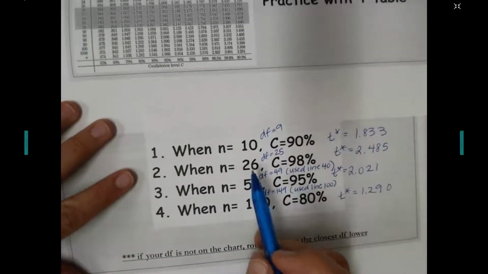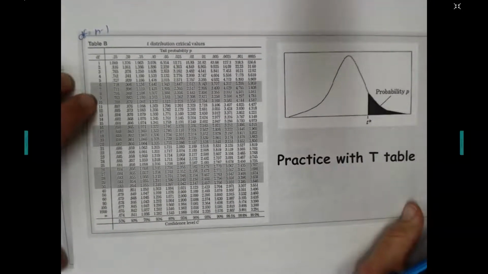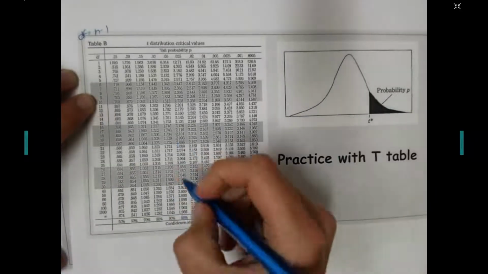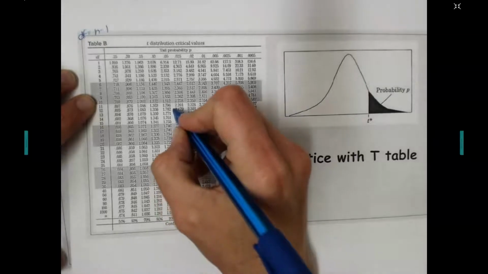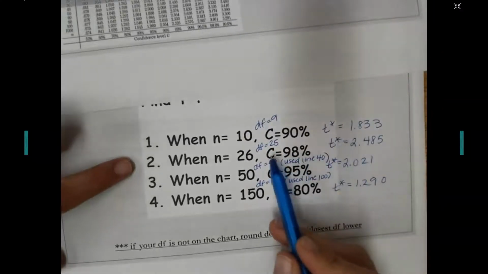So we did a couple of them together. If we have a sample size of 10 and a confidence level of 90%, then we go to line 9, since we have a sample of size 10, and line it up with 90%, and that's how we got 1.833 as our t-star. And we did that for the next one.